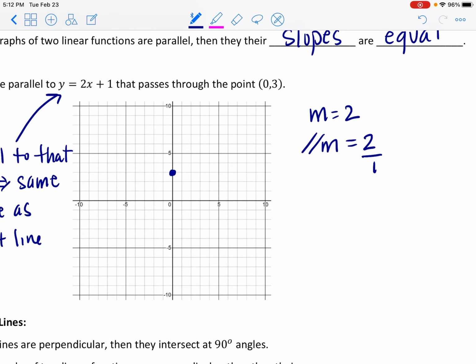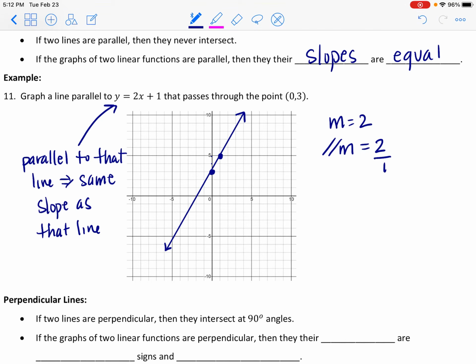And then I'm going to use my slope to go up 2 and right 1 to make my next point. So if I connect these, then I get my linear function. So there it is. And that is parallel to the line y equals 2x plus 1.